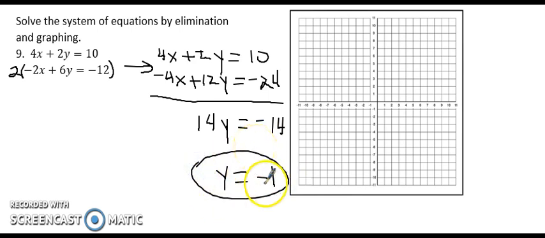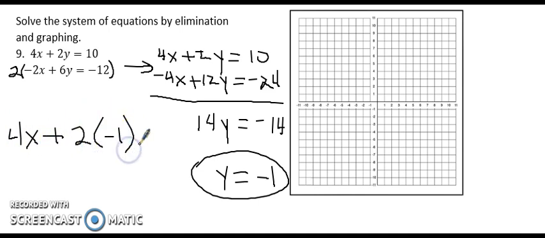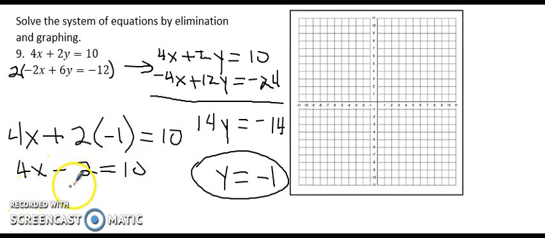So if I plug this negative 1 back into either one of these two equations, we'll be able to solve for x. Plug back into the top original. And we have 4x plus 2 times minus 1 equals 10. And then we have 4x minus 2 equals 10. Add 2 to both sides. We have 4x equals 12. And that means that x equals 3.